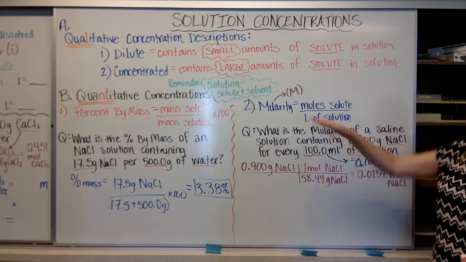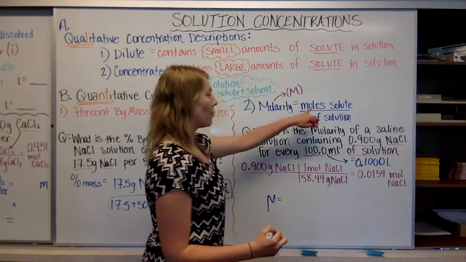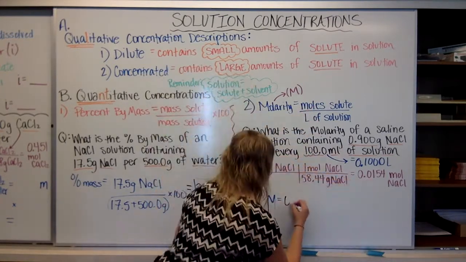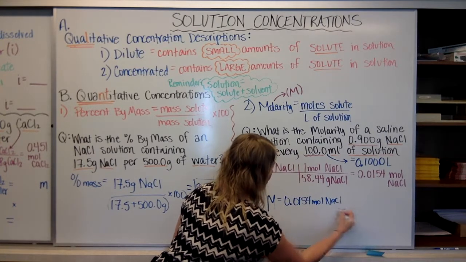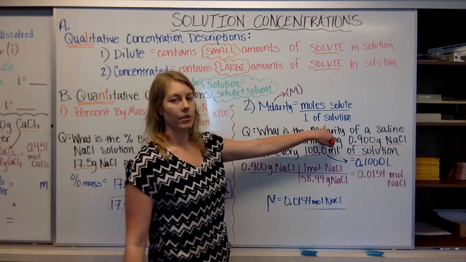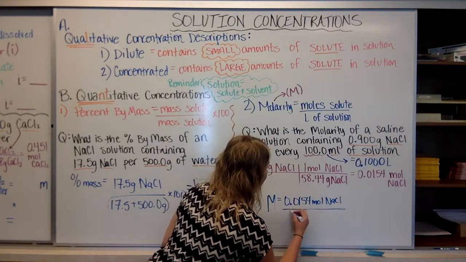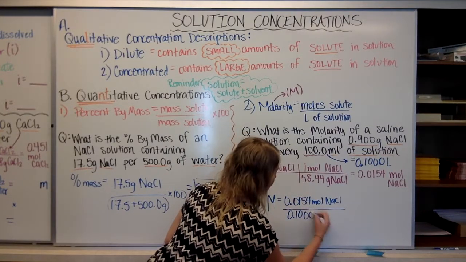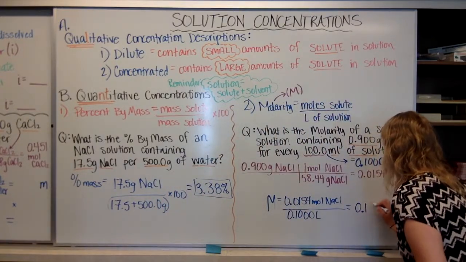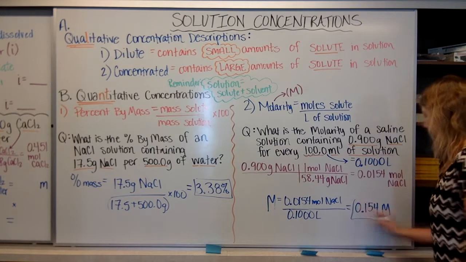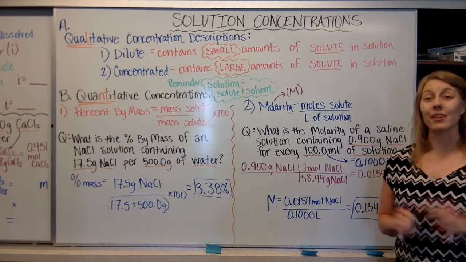All right, now we can use our equation here to calculate. Molarity is equal to the moles of the solute. We found that, 0.0154 moles of NaCl, divided by the liters of solution. Here's my liters of solution, so we divide by 0.1000 liters, right? And what we get is 0.154 molar.